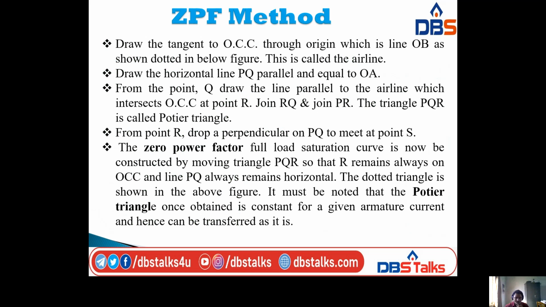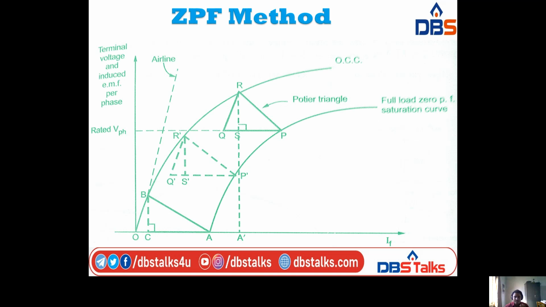From the point R, drop a perpendicular on PQ to meet at point S. The zero power factor full load saturation curve is now constructed by moving triangle PQR. Here I am moving that PQR triangle so that R remains always on OCC and line PQ always remains horizontal. I represent it with the dotted triangle, which is P dash, Q dash, R dash and S dash.